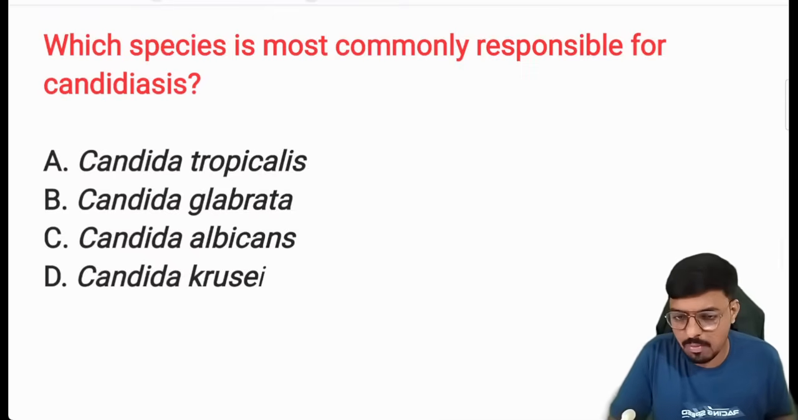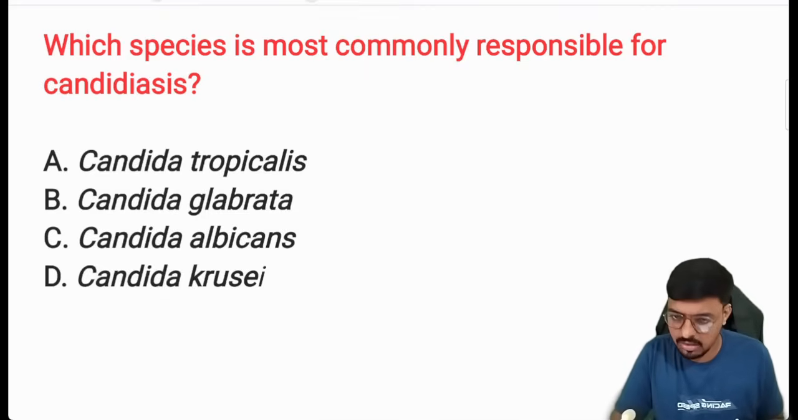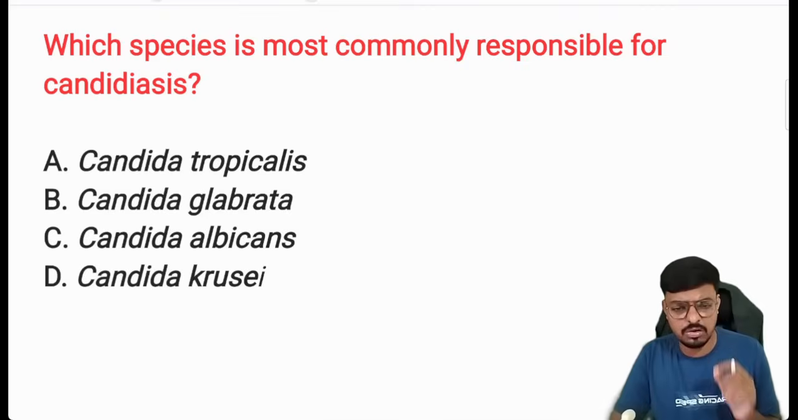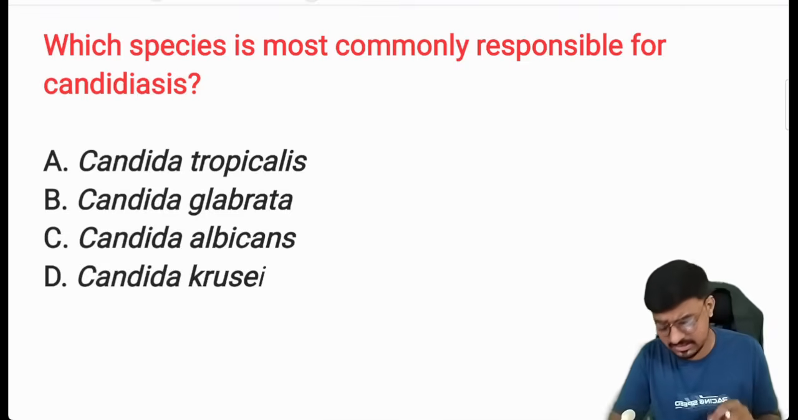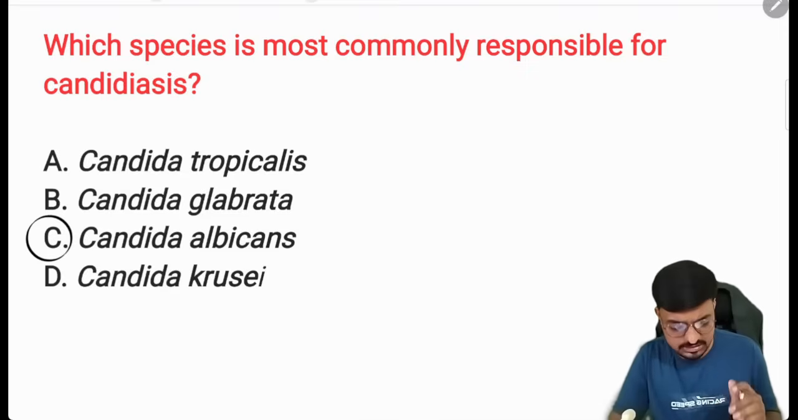Which species is most commonly responsible for candidiasis? Option A, Candida tropicalis. Option B, Candida glabrata. Option C, Candida albicans. Option D is Candida krusei. So what is the correct answer? Already we have discussed the most common species responsible for candidiasis of the oral cavity, vaginal cavity, skin, and all other candidiasis like esophageal candidiasis. The most common is Candida albicans. Already discussed in the theory portion, I am just brushing up your knowledge.